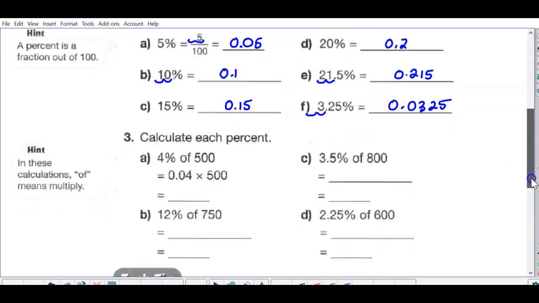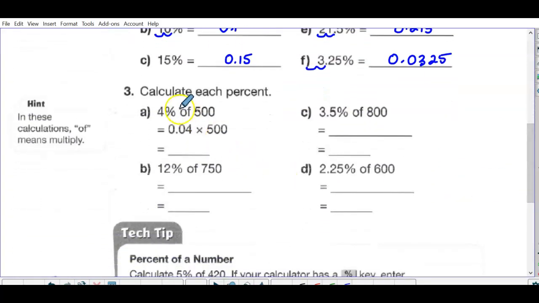Okay, next one, calculating each percent. So of means multiply. Just always remember that. The word of always means multiply. So 0.04 times 500. What you could do is do 4 times 500 if you didn't have a calculator, and then move the decimal 2 to the left. So 4 times 500 is, 4 times 5 is 20 with 2 zeros, and then you move the decimal 2 to the left. So that would be 20.